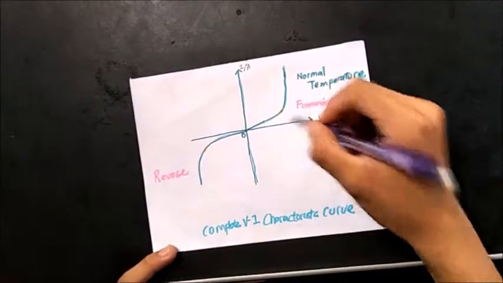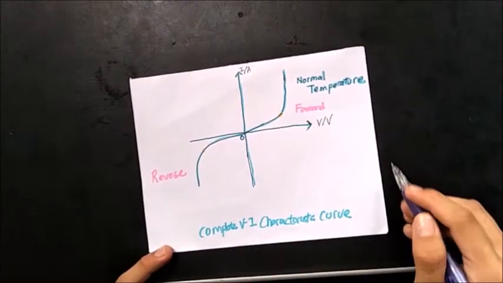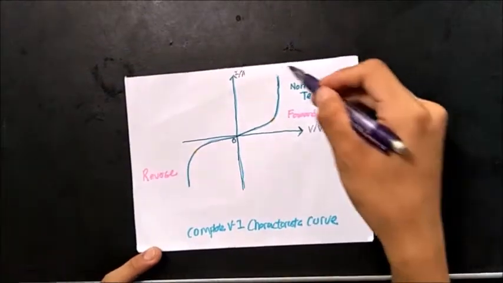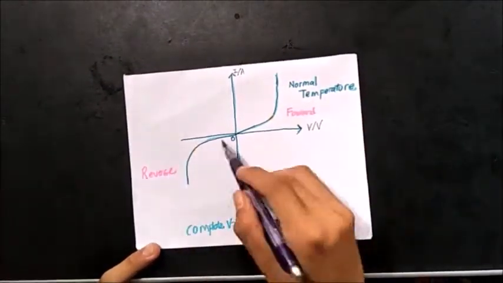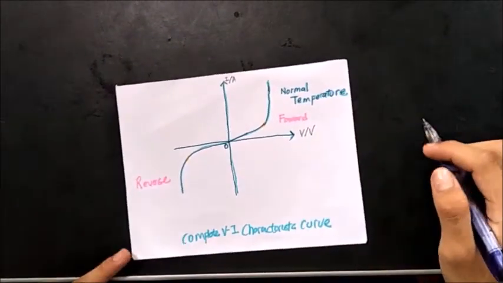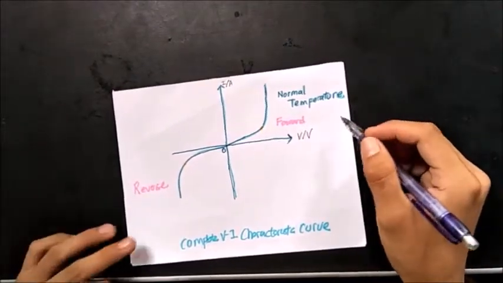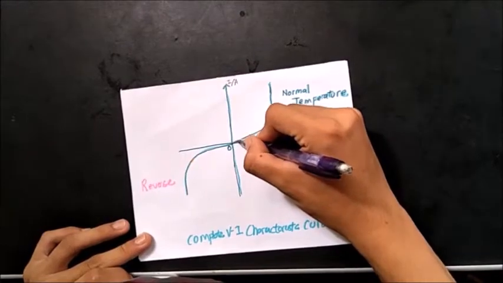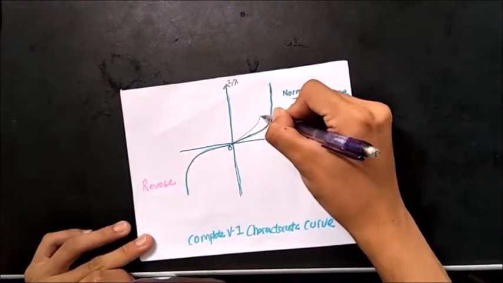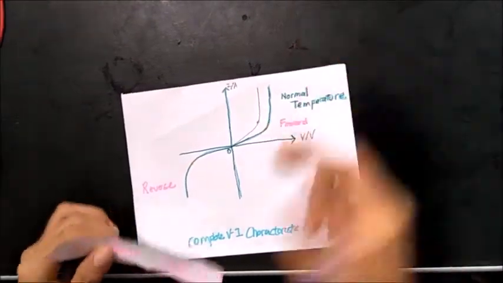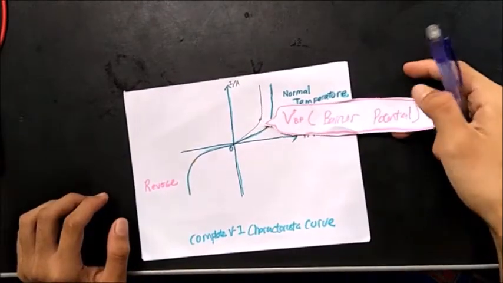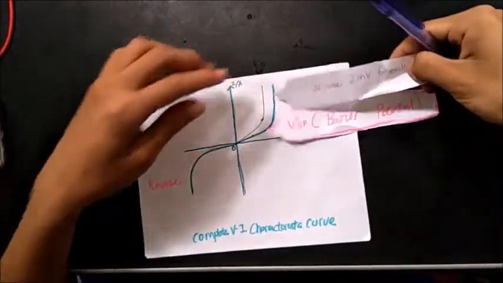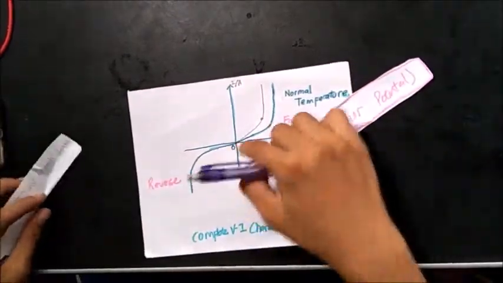Thus, the complete VI characteristic curve. At normal temperature conditions, the graph will behave like this for the forward and the reverse. The graph will be affected by temperature. For the forward part, the forward current increases, but the forward voltage decreases, and the barrier potential will decrease. The barrier potential will decrease by 2 mV for each degree increase in temperature. Then the graph will look like this.